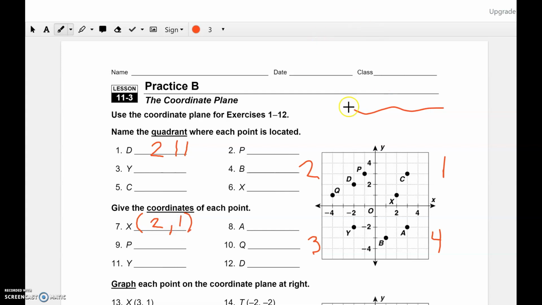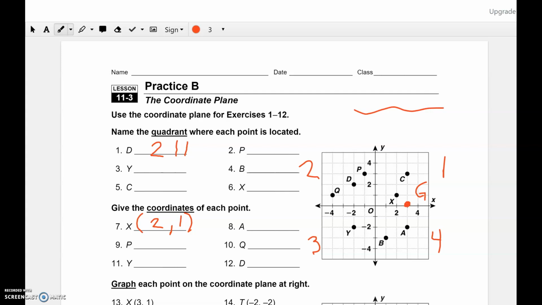Okay, now what if we had a point that was right on the axis? So say that we had a point right here. And we'll call that point G for Mrs. Gertz. What quadrant would that be in, and what is the coordinate of that?